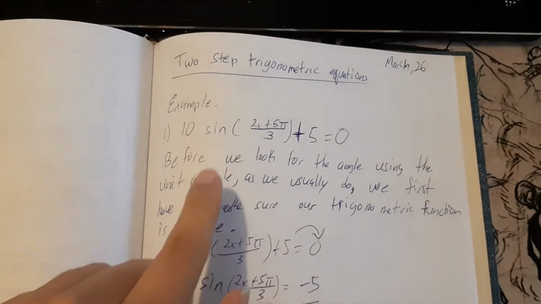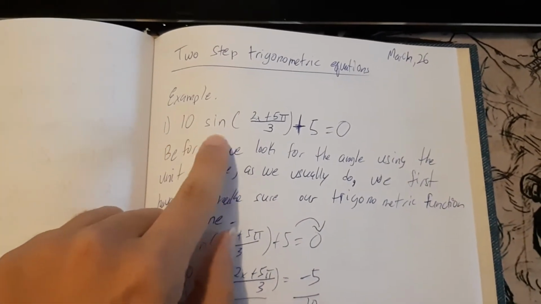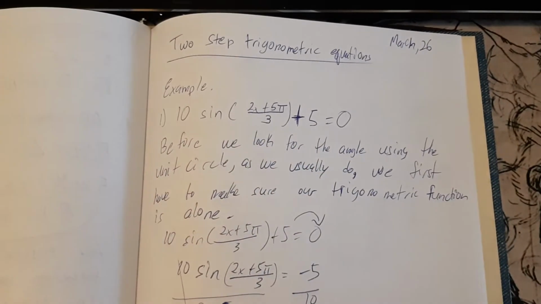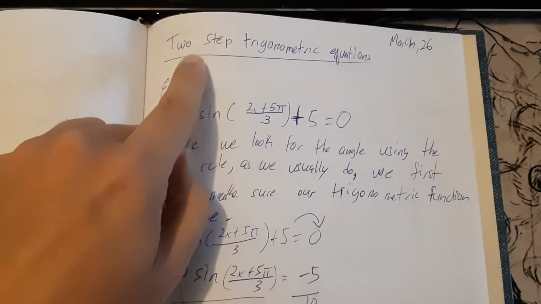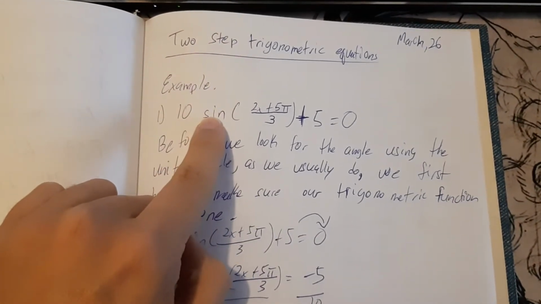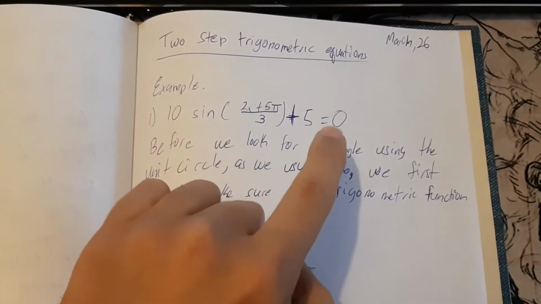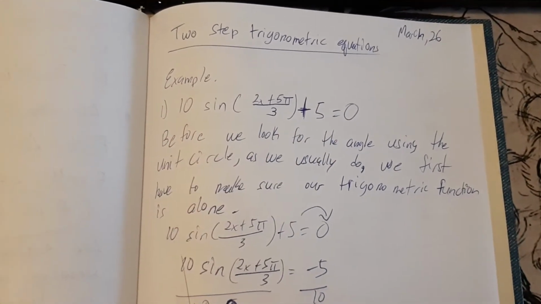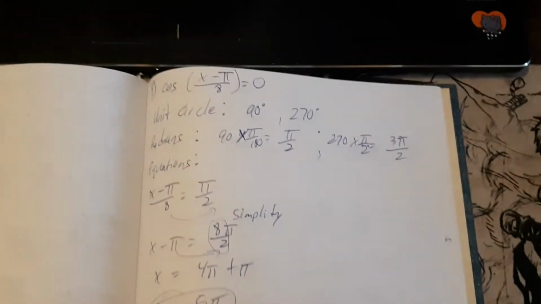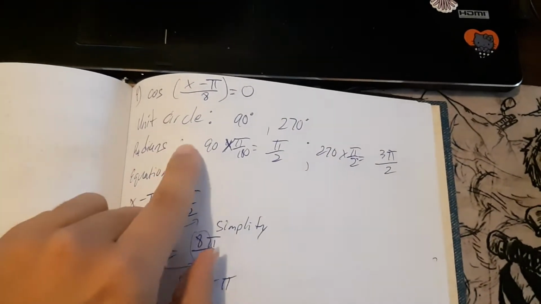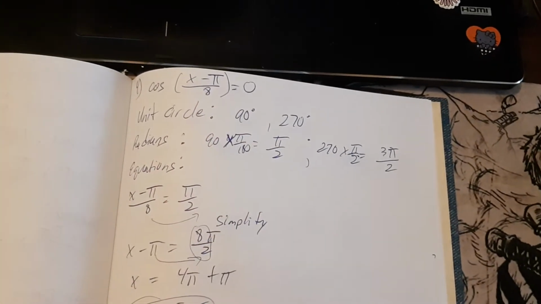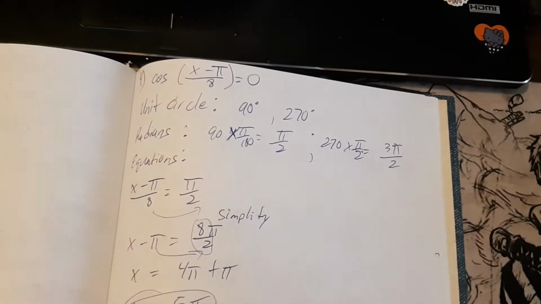In contrast, we see here that now we have 10 times the sine, and we're going to add to that value 5, which must be equal to 0. Okay, so we're going to do two-step trigonometric equations whenever we see our trigonometric equation being accompanied by more numbers or expressions. All right? So in this problem, we went directly into finding the angles, which for 0 were 90 and 270 degrees for cosine specifically.